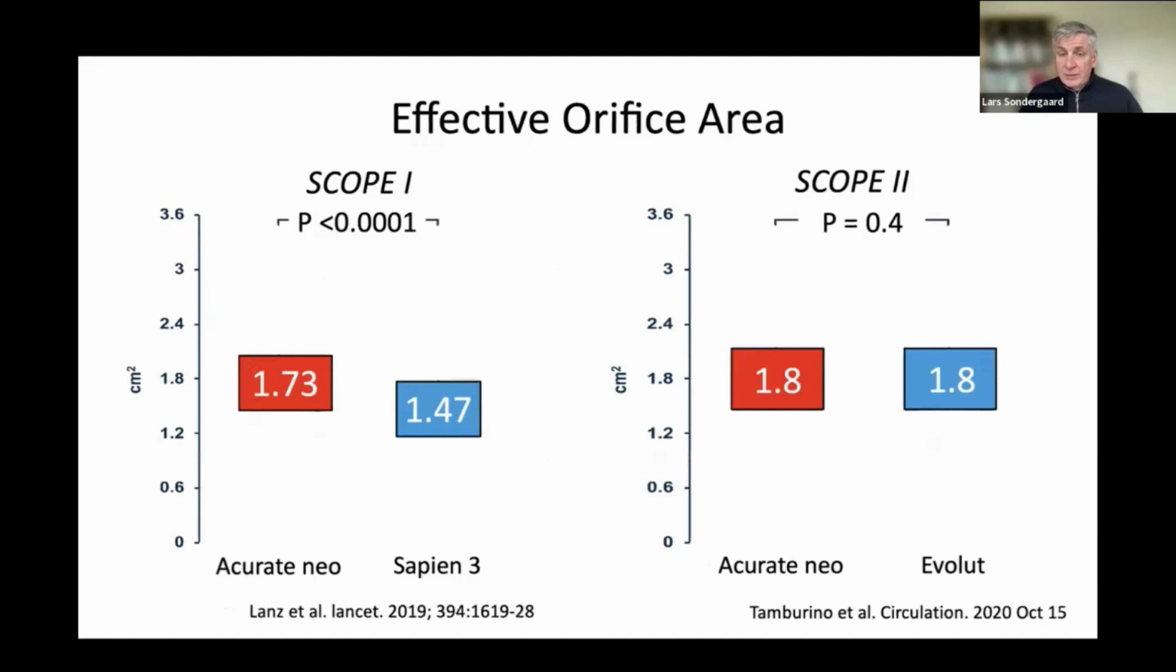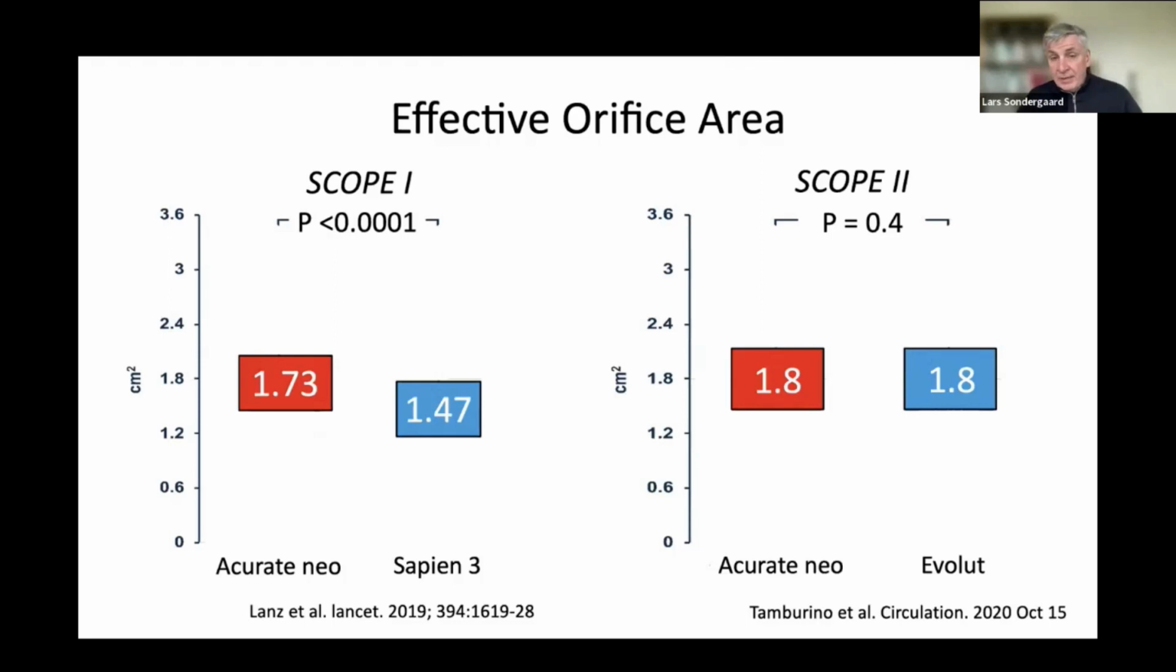We can also see another two randomized trials. These are the SCOPE 1 and SCOPE 2 trials. SCOPE 1 was randomizing patients between the ACURATE neo platform and the Sapien 3 platform, and you can see, as expected, the self-expanding technology is going to give you a larger effective orifice area and thereby lower rate of PPM. And if you look at SCOPE 2, randomizing patients between the ACURATE neo and the Evolut platform, again 2 self-expanding technologies, both with supra-annular leaflet position, there is no difference in PPM. So again, it seems that if you have a patient at risk for PPM and you choose a self-expanding technology, the risk of PPM is less than if you use a balloon expandable technology.